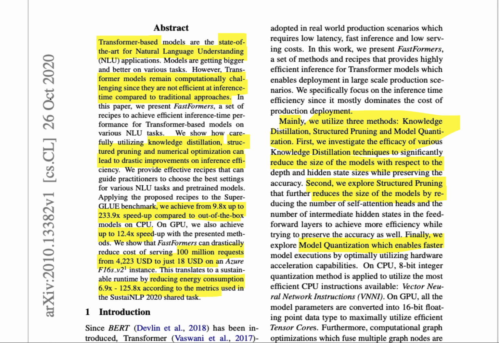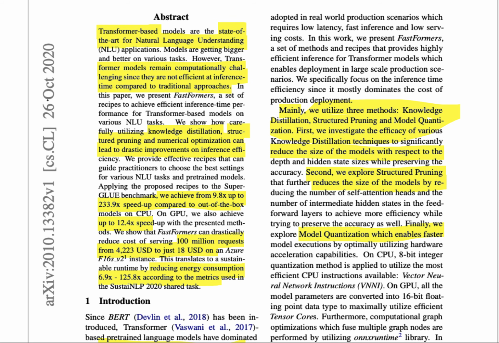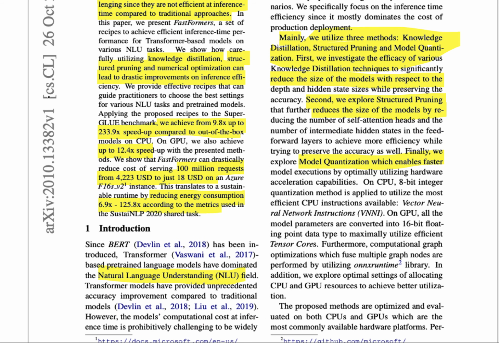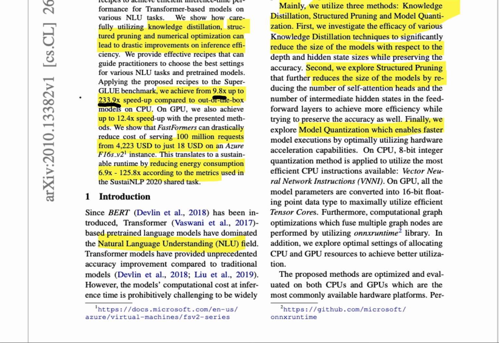One of the techniques is called knowledge distillation, the second is called structured pruning, and the third is called model quantization. And combining these techniques over the transformer architectures, they have shown that they can improve the inference time by around 233.9x or 9x improvement. So this is the range of improvement they've given, and this is on a CPU machine. They've also shown that on a GPU machine, this inference time can be improved by 12x. So these are some really high improvements.